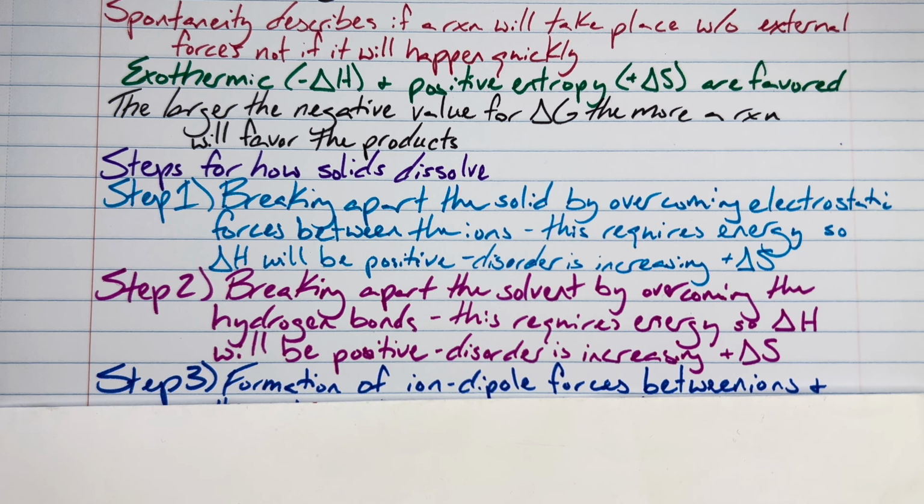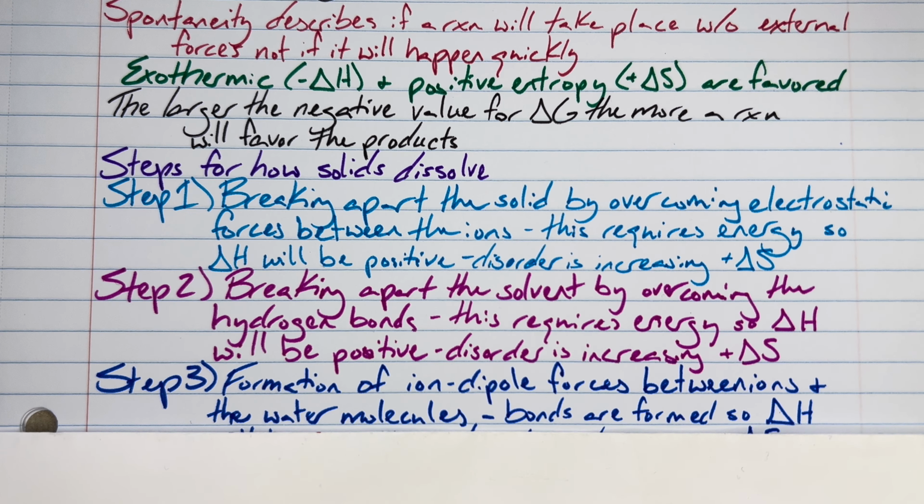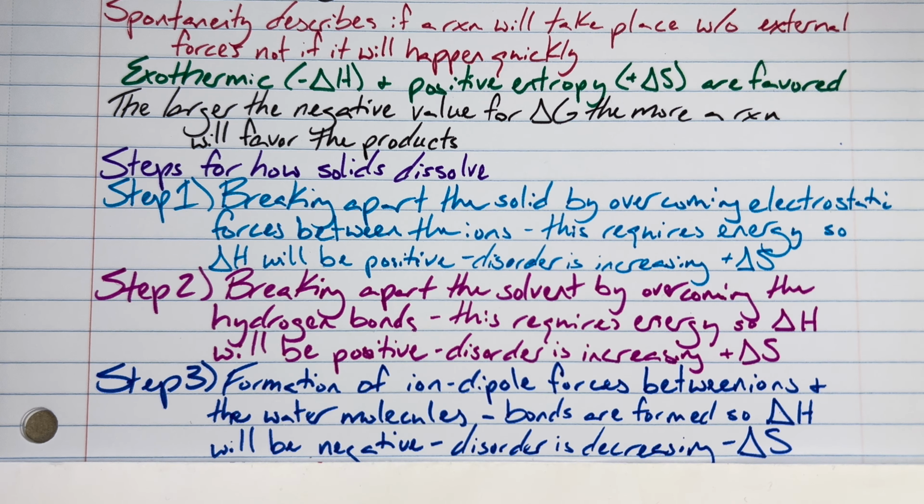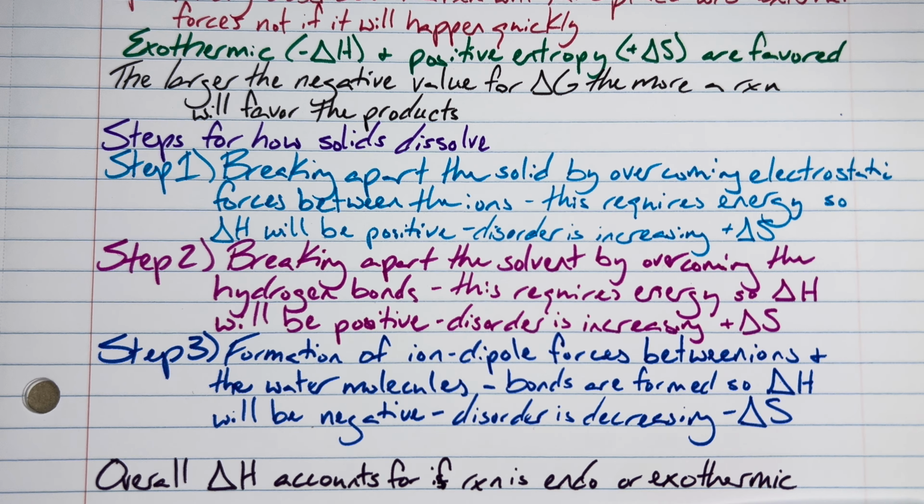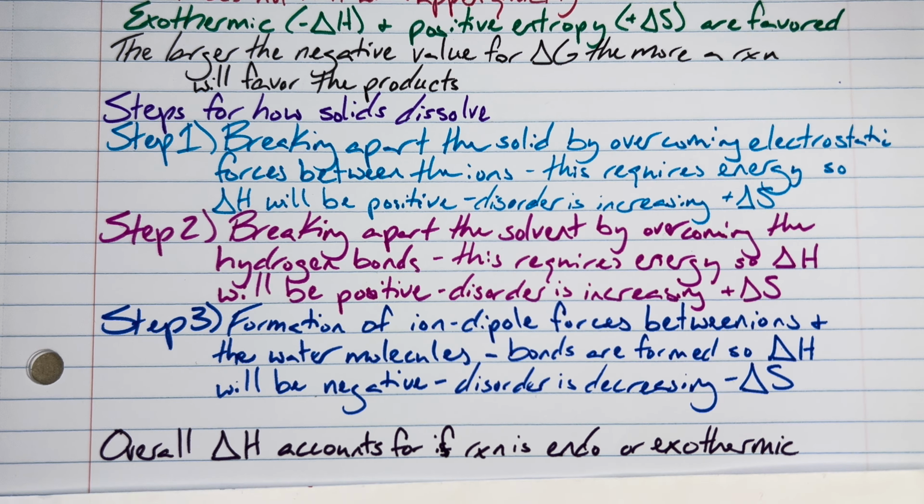For step 3, we're going to have a formation of ion dipole forces between the ions and the water molecules. This is a formation of bonds, and so our delta H value will be negative. We are going to be overall decreasing disorder, and so as the ions are forming their new ion dipole bonds, we are going to have a negative delta S value. And the overall enthalpy of the system, the overall delta H, is going to account for if the reaction is going to be endo or exothermic.